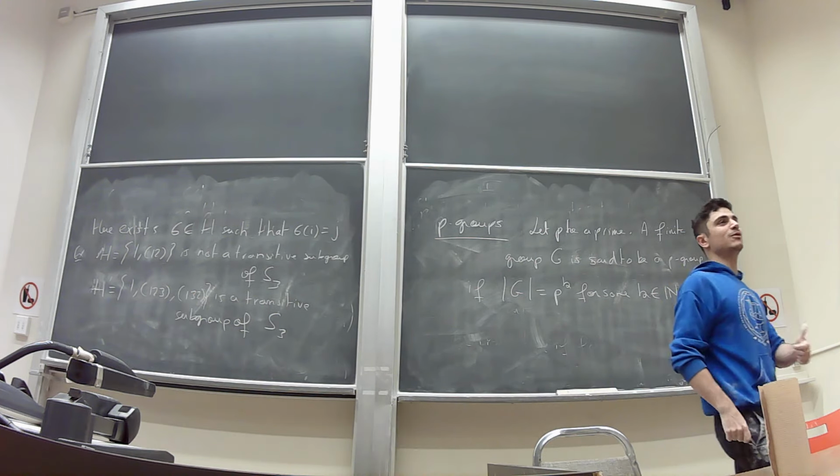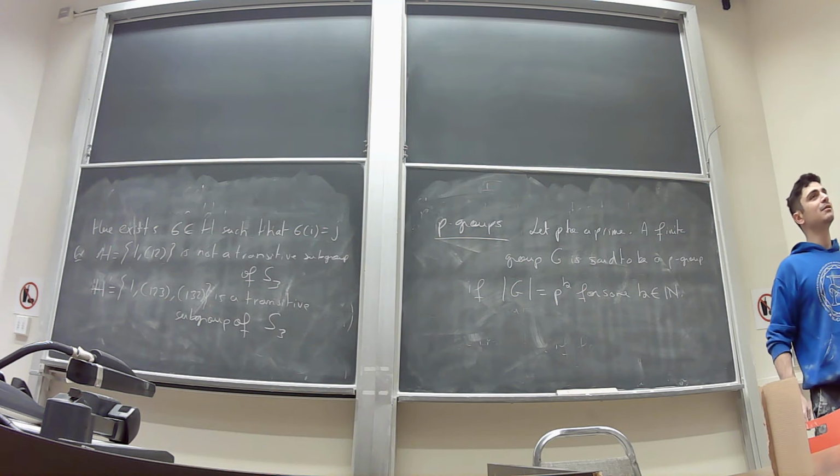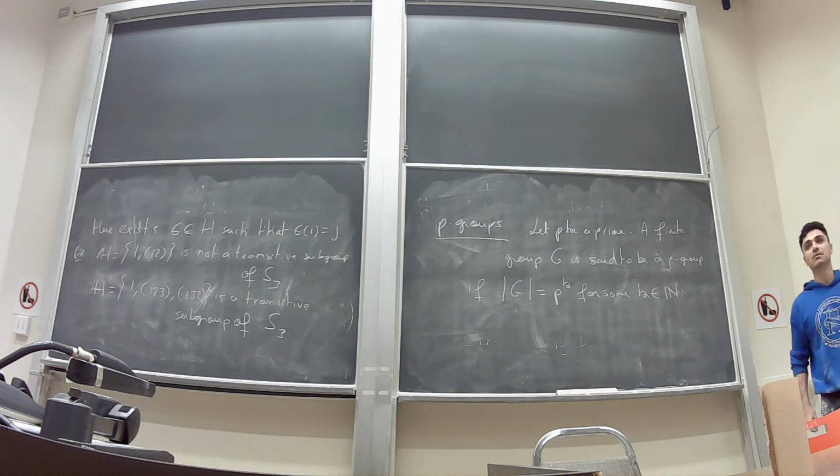Okay, what's the first theorem we saw on centers of P groups? It has to be bigger than 1 and in fact a multiple of P, right? You remember this?